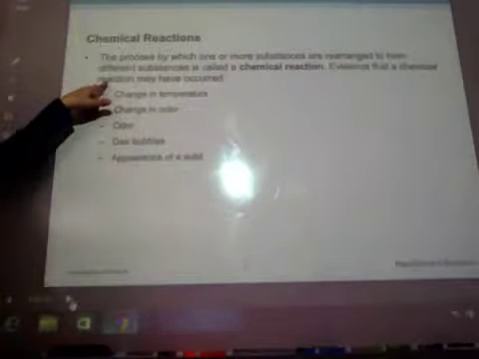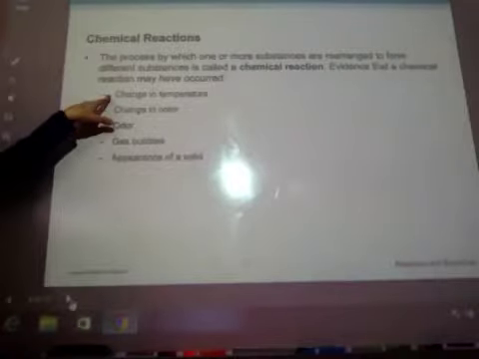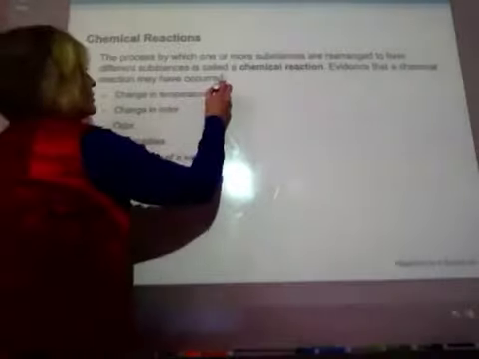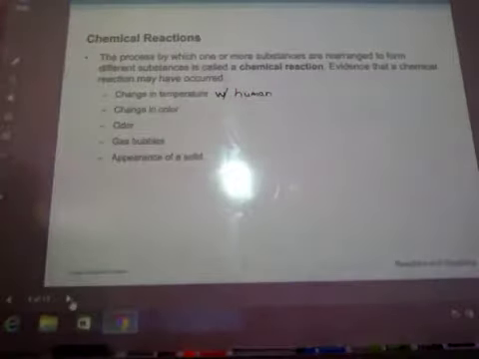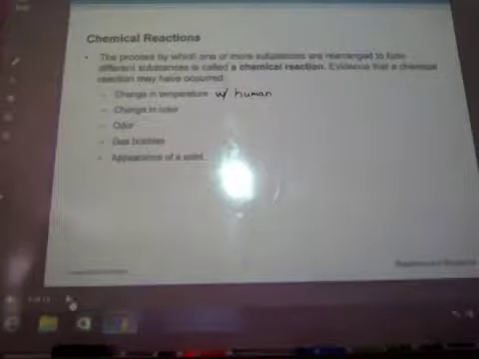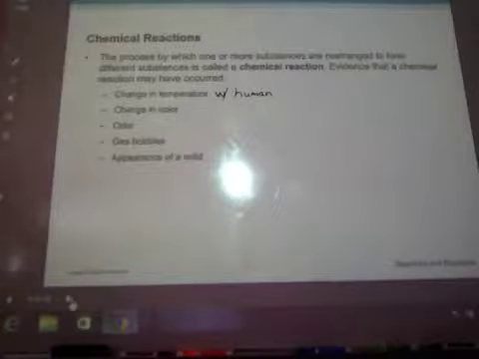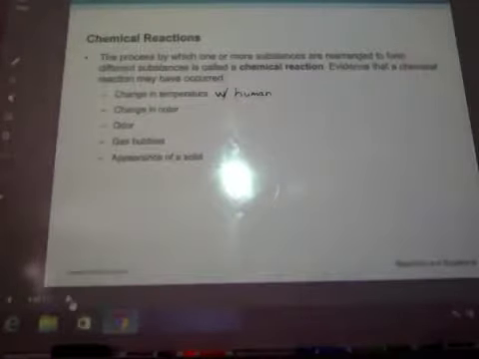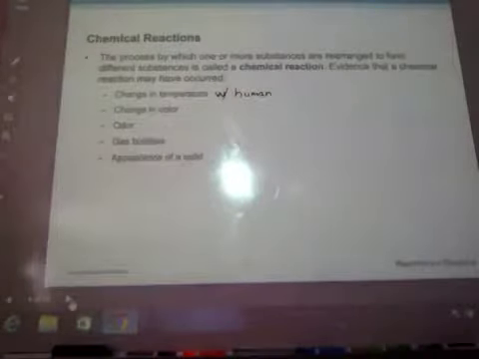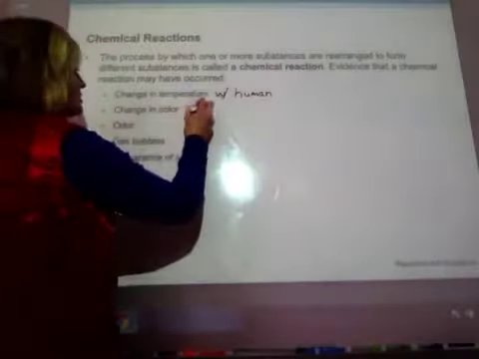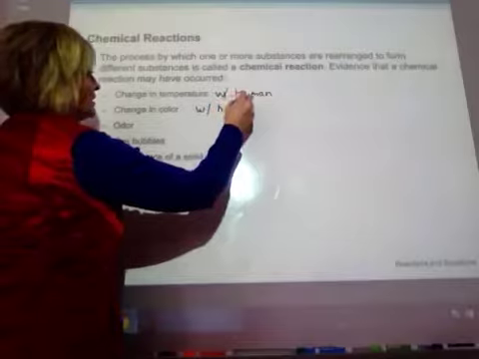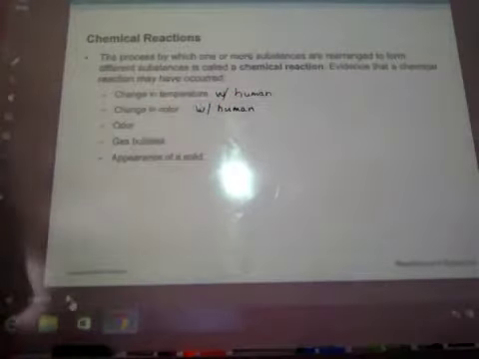Evidence that we're going to look for in the lab is a change in temperature without human involvement. If I heat a pot of water, that's a physical change. I'm adding heat to it. If I take two liquids that are room temperature and I pour them together and they get hot on their own, that's a chemical change. So, change in temperature without human interaction, or change in color without human interaction.